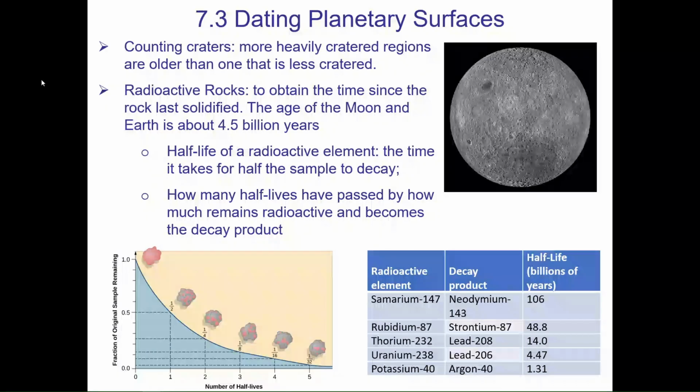And another way we can date the planetary surface is by looking at radioactive rocks. This way we can obtain the time since the rock last solidified. And by using radioactive rocks, we can estimate the age of the moon and the Earth to be about 4.5 billion years old.